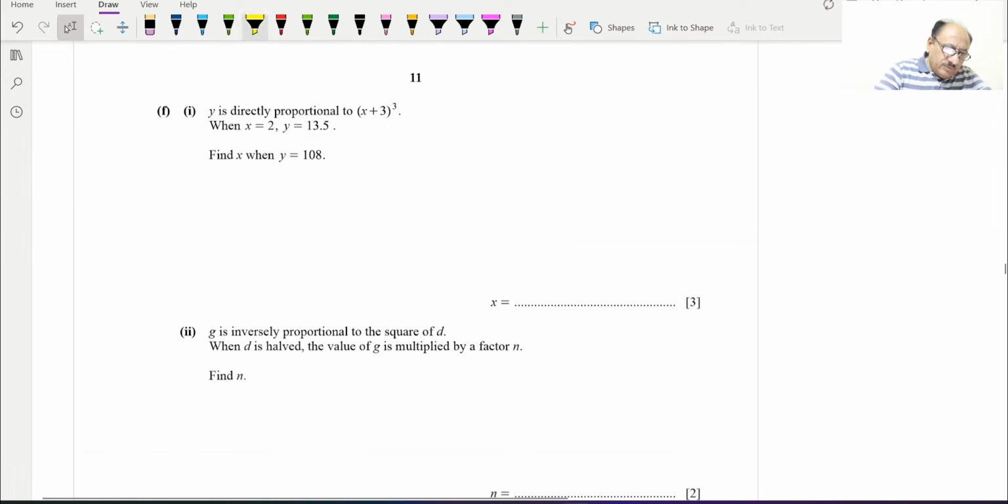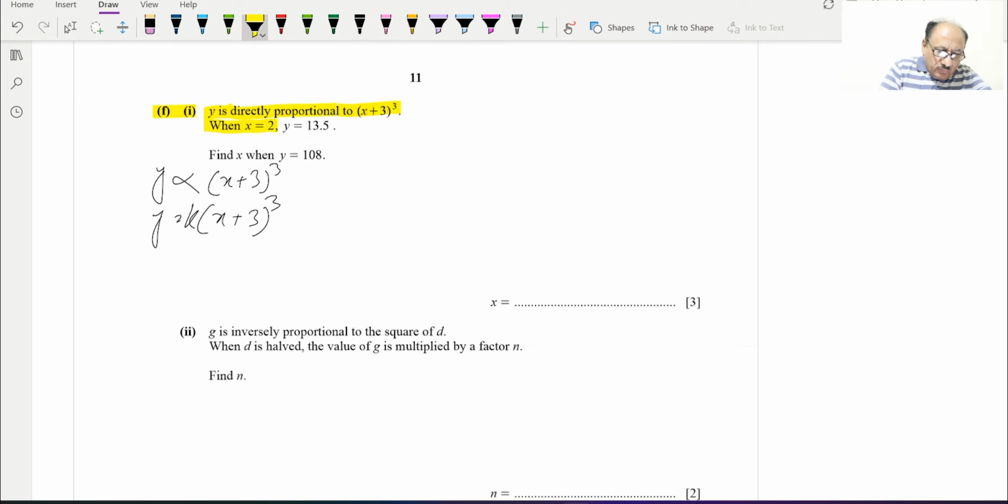Now part F, a proportionality question. Y is directly proportional to x plus 3 cubed. So we can write y is equal to k into x plus 3 cubed. Now they are saying when x is equal to 2, y is equal to 13.5. So we'll replace these values.